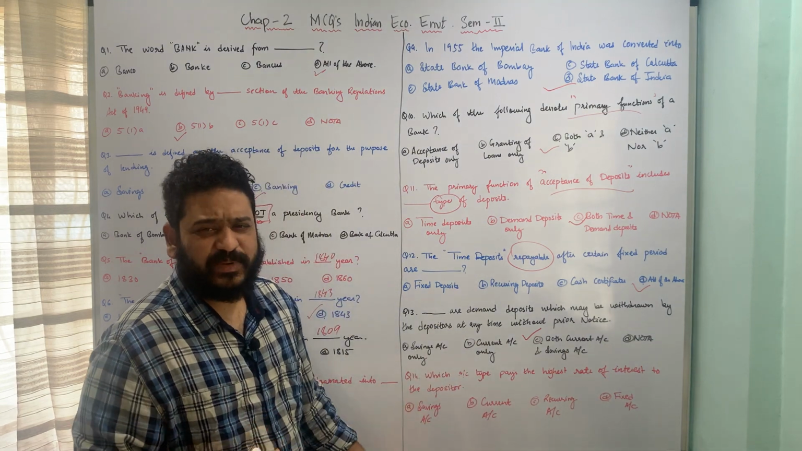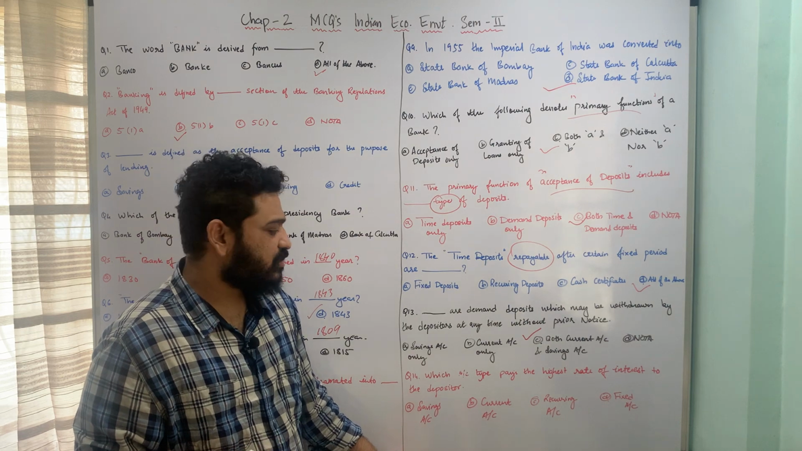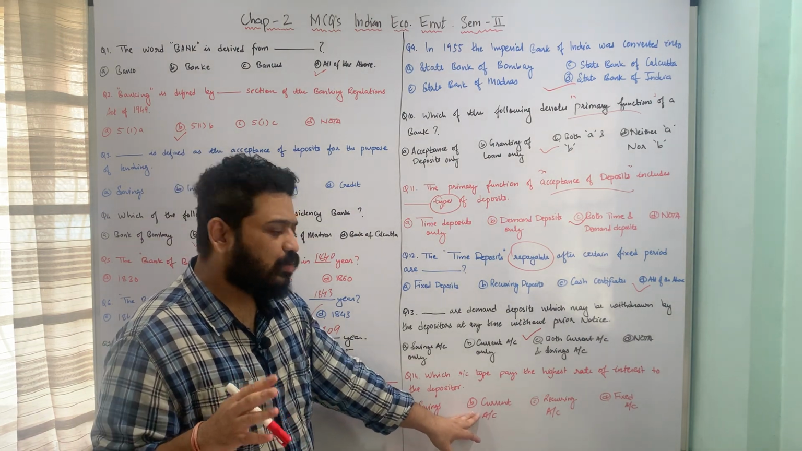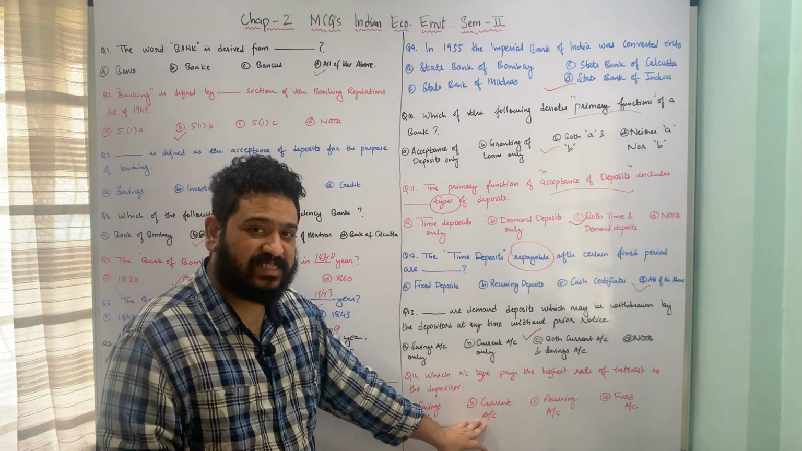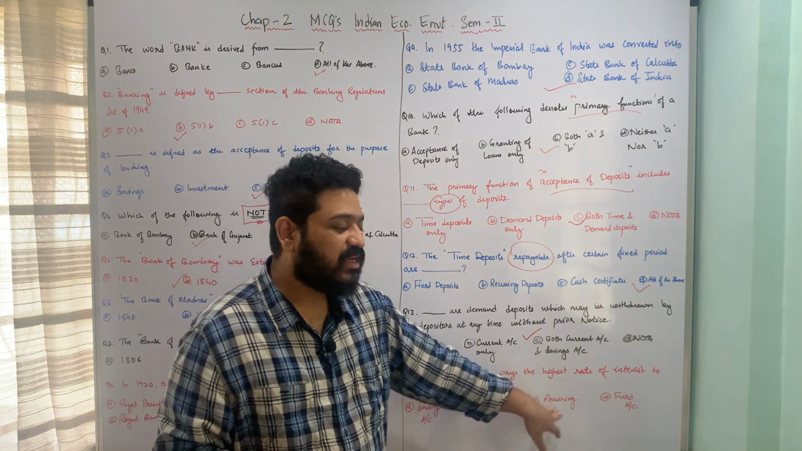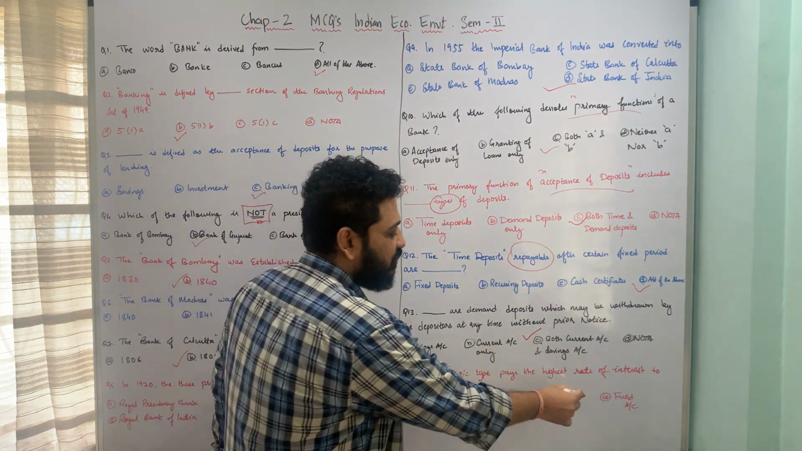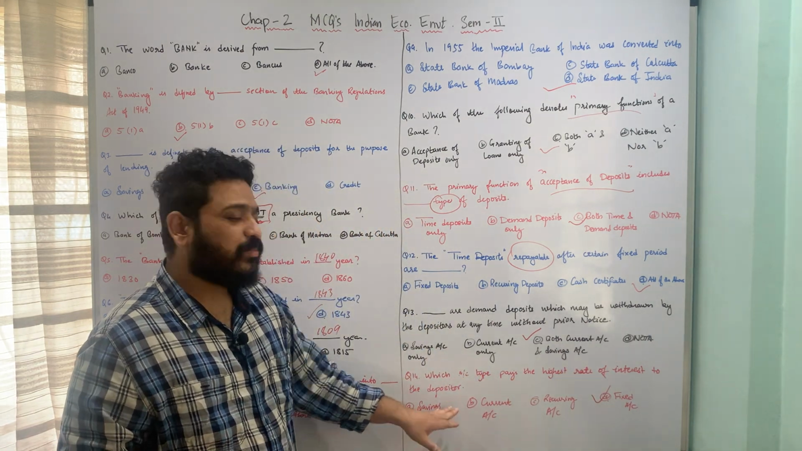So here it is pretty clear that it is the fixed account which pays the highest rate of interest, because if at all you look at the chronology, current will be the least, then we have savings, then we have recurring, and then fixed. So the maximum is being paid amongst these by the fixed deposit, which is paying the highest rate of return or interest to the depositor.